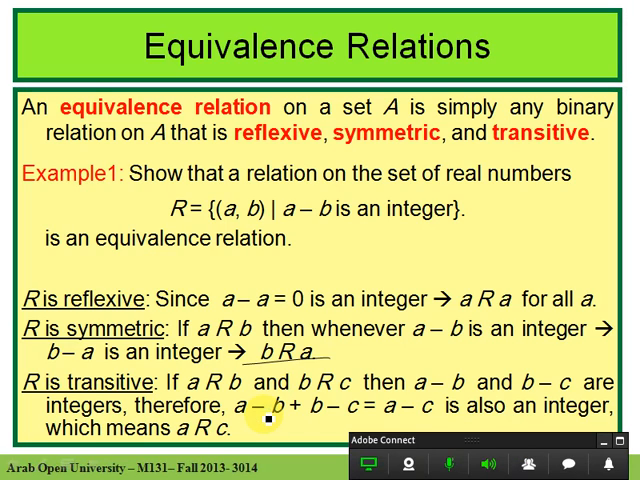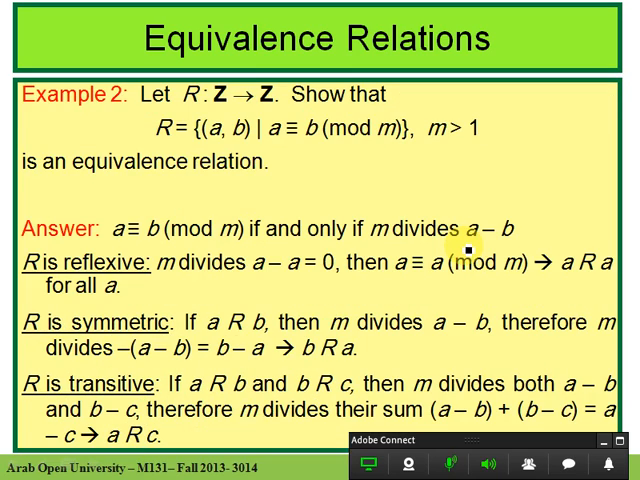Hence, it is transitive. So this relation, we say, is a reflexive relation. I'm sorry, an equivalence relation. Clear? Clear the equivalence relation? So for any given relation, you have to check this equivalency.